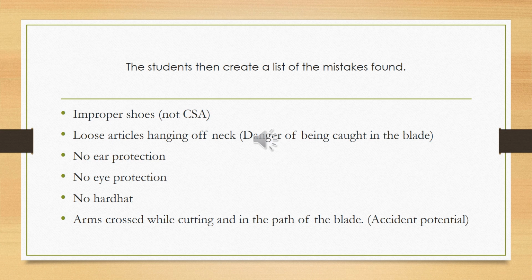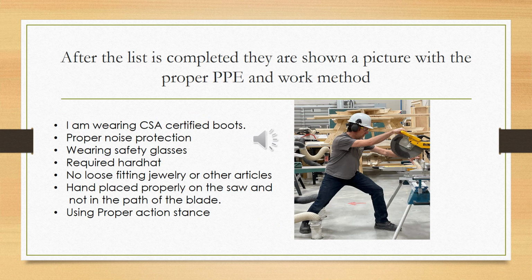The one that was really left out was the arms crossed, and more than that was the loose articles hanging off the neck. This, like I said in my PowerPoint and my assignment, is kind of a reinforcement of stuff. They often wear jewelry and whatever else that they're not supposed to be using by the saws. So it's a reinforcement of what they're not supposed to be doing. Here's the eventual picture of me doing everything properly.